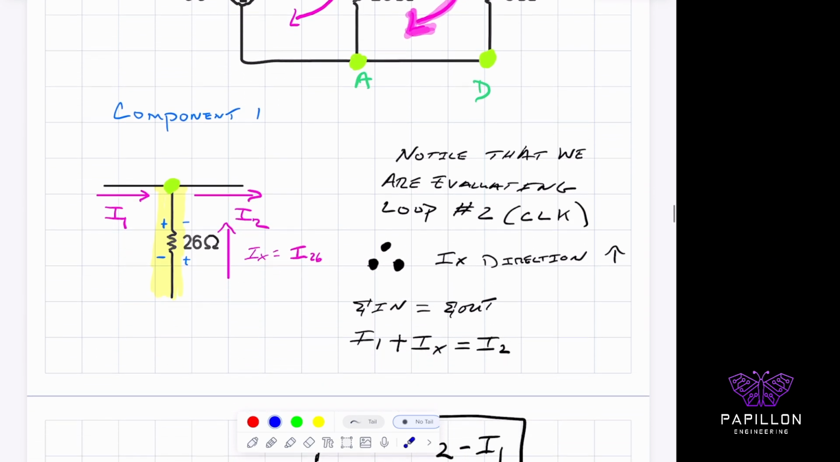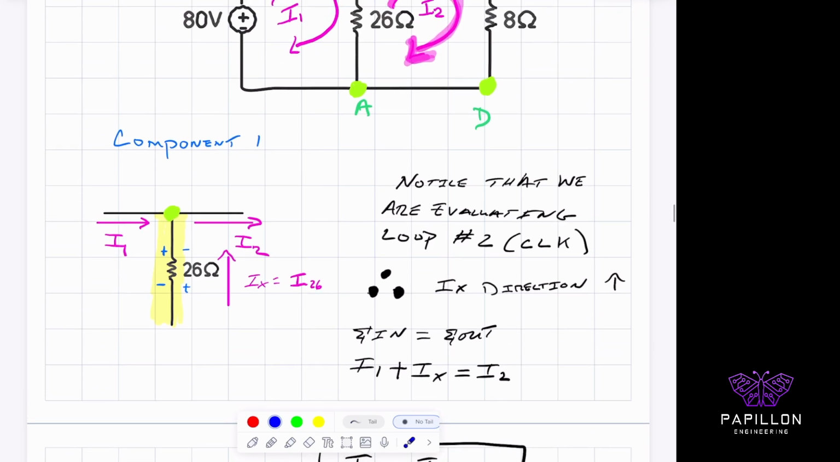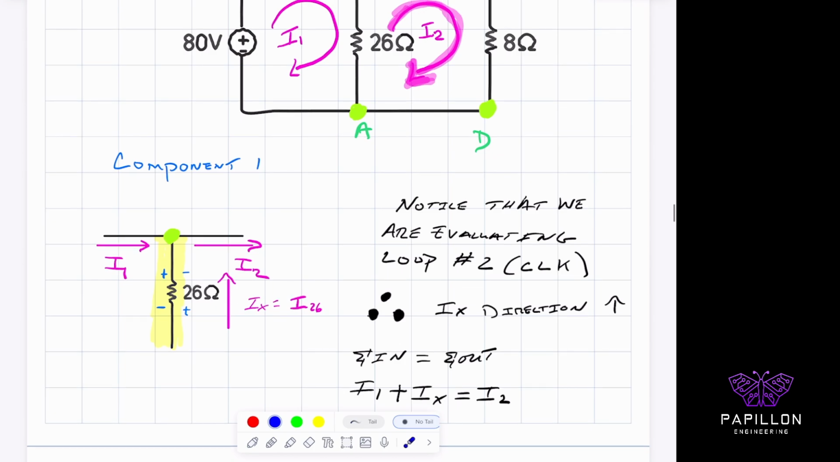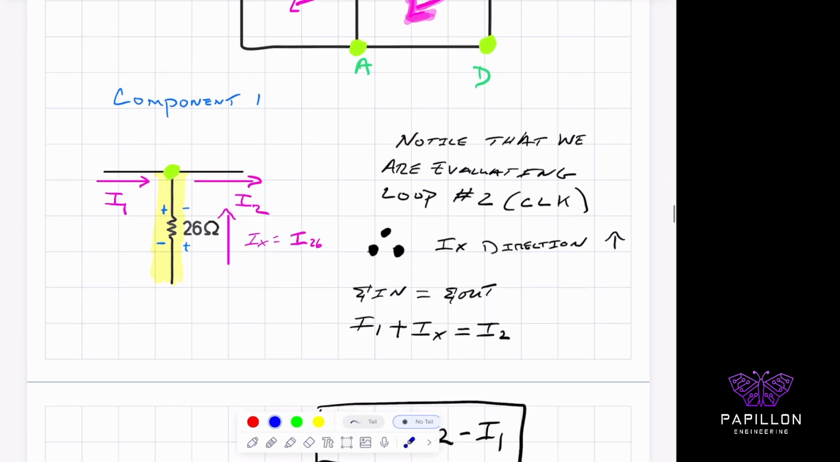So let's see this again in slow motion. So here's I1. If we evaluate this top node, I1 is coming into that node. I2 is definitely leaving it. But how do we know if this arrow, IX or I26, is going up or down? Well, this time we are in loop number 2. Because we're in loop 2, the current goes clockwise. It always enters into the positive side and continues along this way. So again, it creates a voltage drop. In other words, the arrow is going to be pointing inwards towards that node, which is really important.